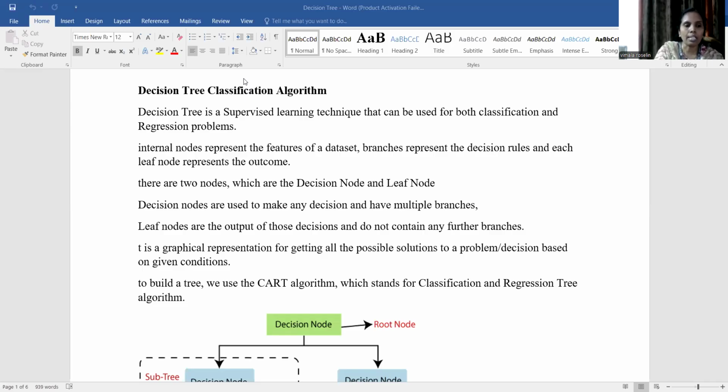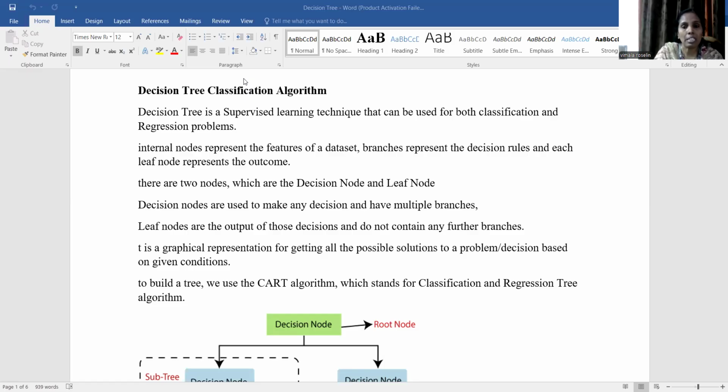It is a key technique that involves predicting the classes of new data points based on historical data. Here, internal nodes and leaf nodes will be there. In the decision tree, internal nodes represent the features of the data set and each leaf node represents the outcome of the data. So there are two types of nodes: the decision node and the leaf node.